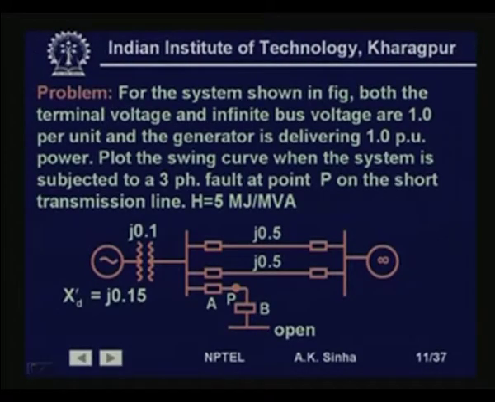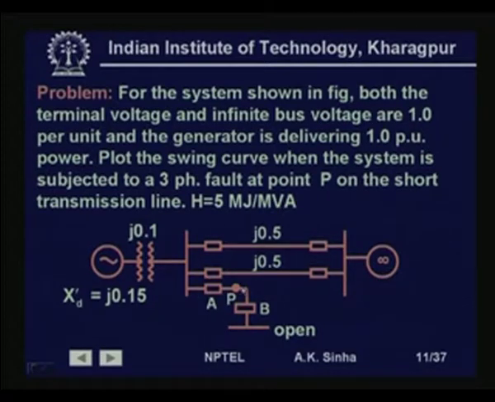So, let us take a problem. For the system shown in figure, this problem we had worked out earlier. Both the terminal voltage and infinite bus voltage are 1 per unit and the generator is delivering 1 per unit power. Plot the swing curve when the system is subjected to a 3-phase fault at point P on the short transmission line. H is given as 5 megajoules per MVA.